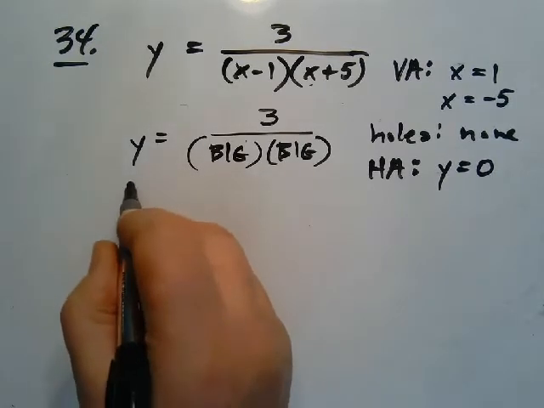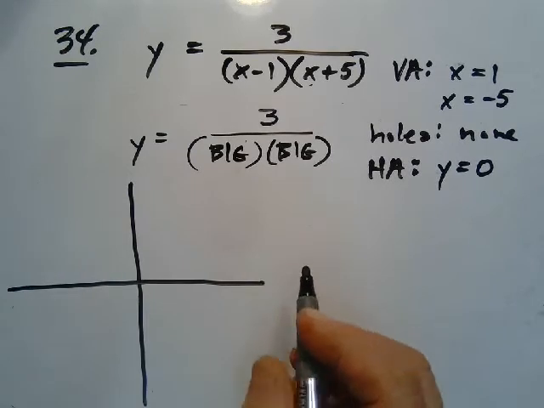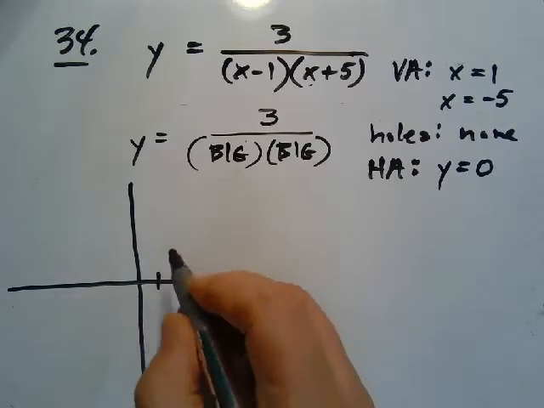So now we can start our sketch here. And I'm going to do that. I've got a vertical asymptote at 1.